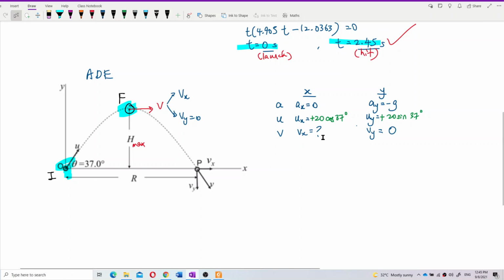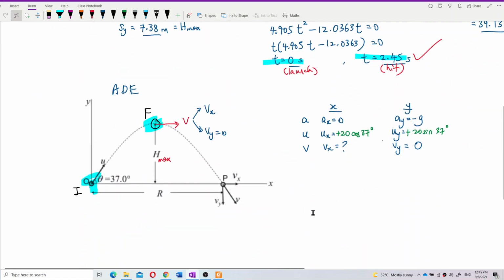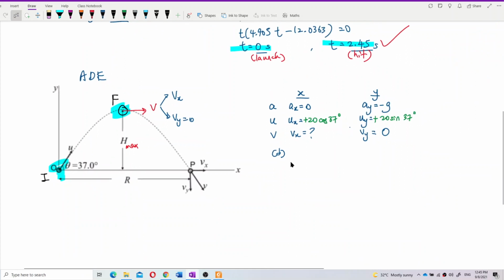Very simple. This one, although it has two pieces of information, is enough for us to find Vx. We know it is constant velocity, isn't it? So this is for question D. For question D, we just use the x component, because we want to find Vx. What is Vx? We just use the formula V equal to U plus AT.